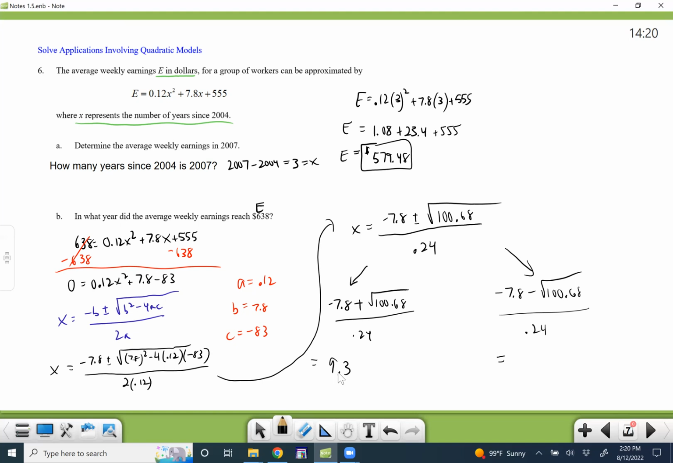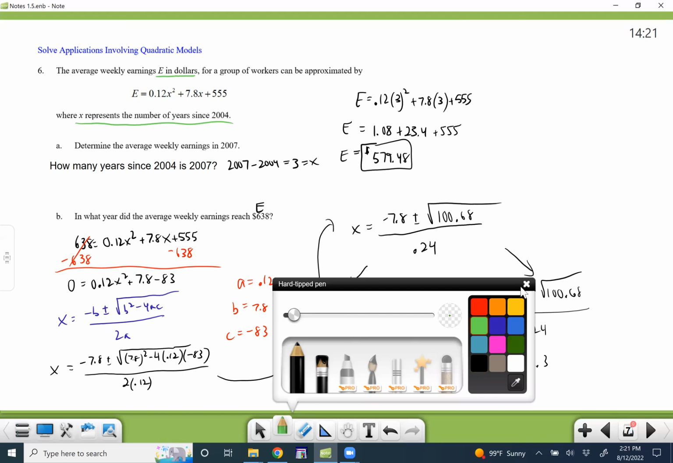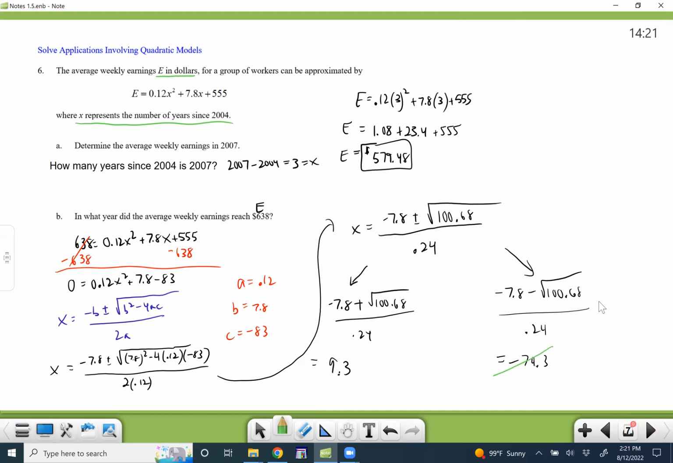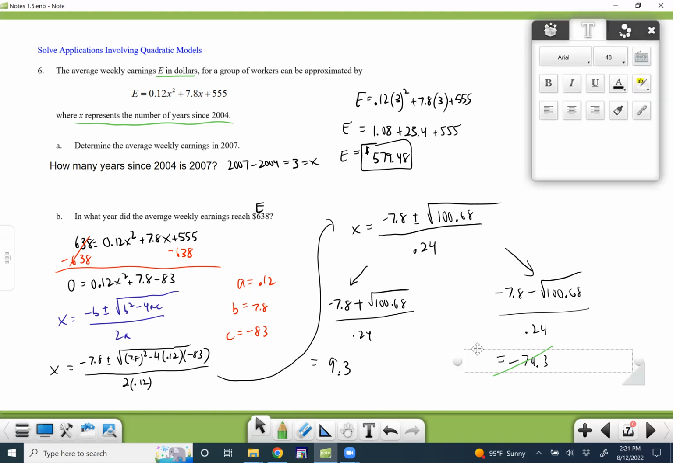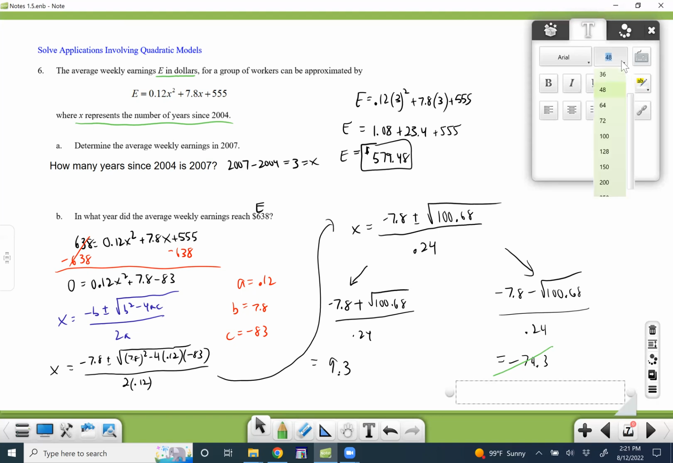Negative 74.3. Okay, so we're going to cross off the negative 74.3, and that's because we can't go back in time. This model's only good for after 2004. It's a little lower. No negative time. That goes for when you're in my calculus class too. All of our time is going to be positive. So no negative time.